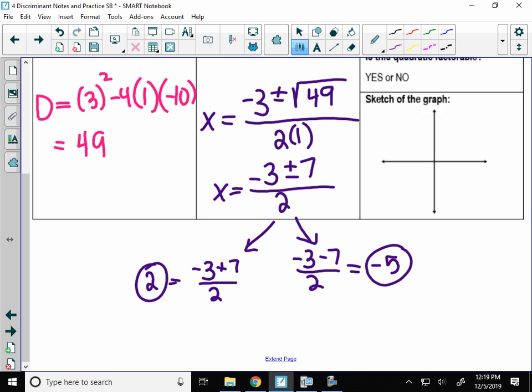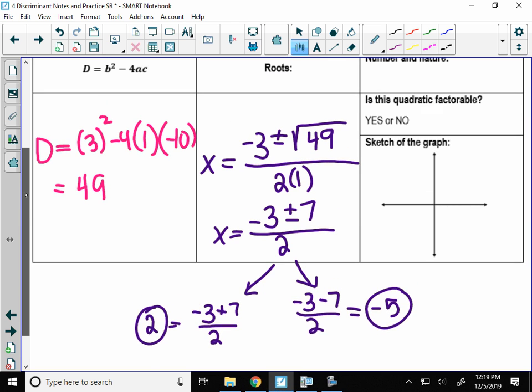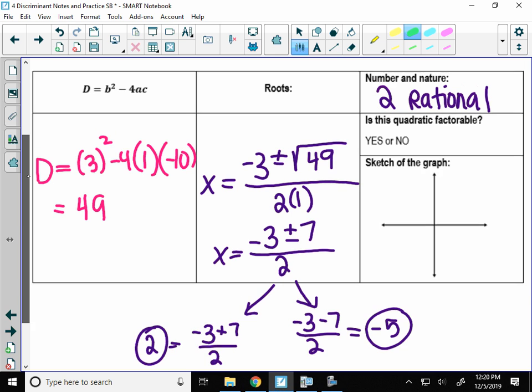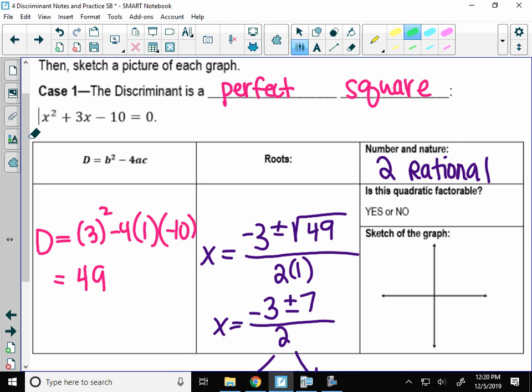Rational. So that actually, can I move the screen up? Fills in the top right box up there. The number of roots is 2. The nature of them is that they are rational. And that's the rule we need to memorize today. Okay, we need to know that when I have a discriminant that is a perfect square, I get 2 rational roots. That's what we're learning here.